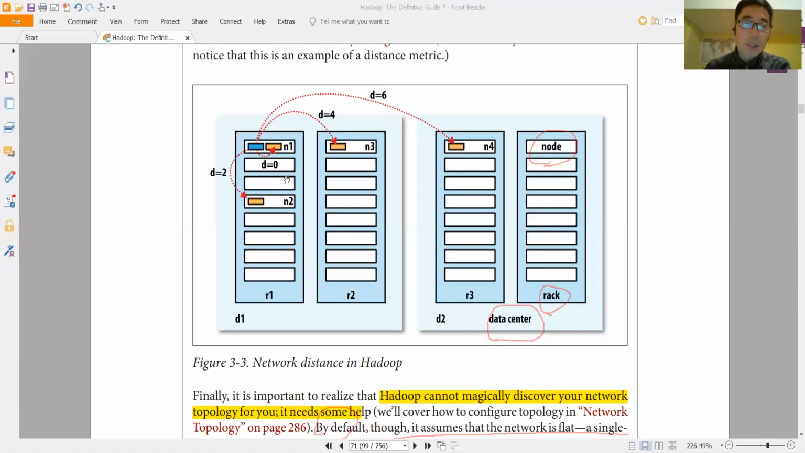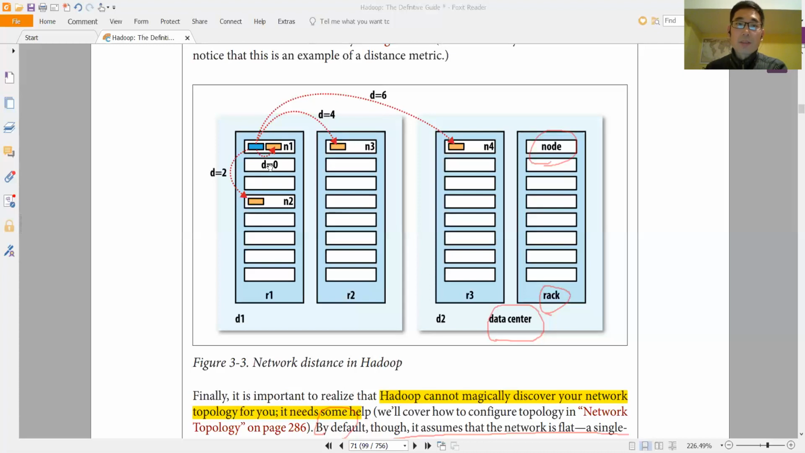Okay, use this figure as an example. The very top one is indicated as D equals 0. That means this blue box and this orange box are in just one computer. You can imagine that the blue is the data and the orange box means a MapReduce task. The MapReduce task can directly access the data, which means they're all in one computer. So the distance is equal to 0, D equals 0, the fastest way.